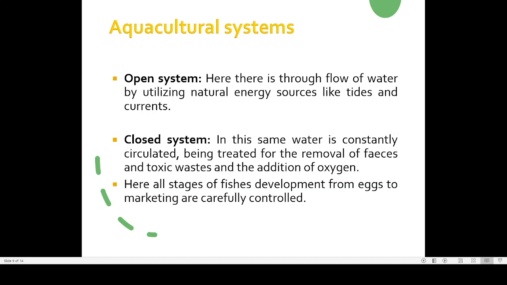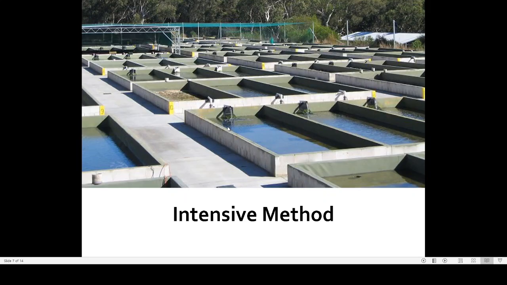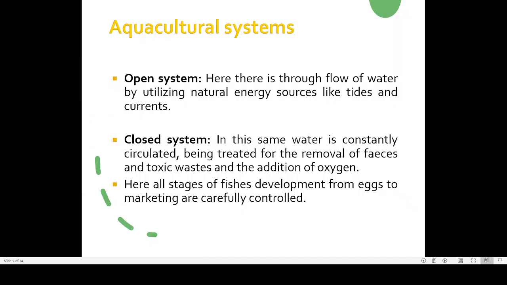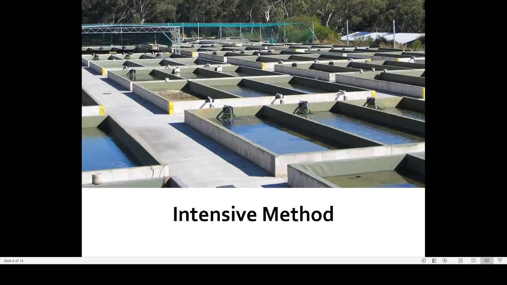Now in a closed system, we are not employing any kind of natural current. We are not utilizing any kind of tides or currents. We are simply keeping the water in a closed environment like this, and we will be utilizing some air pump or oxygen pump or other filtration unit, and we will make sure that the water is constantly circulated. We will use a filtration unit to remove the feces, waste materials and toxic materials produced by the fish, and we will also be introducing oxygen. So that is known as a closed system, where we are completely controlling or manipulating the water quality of the tank.